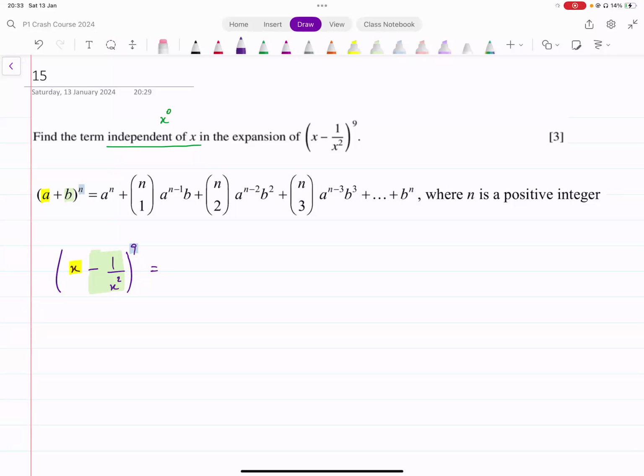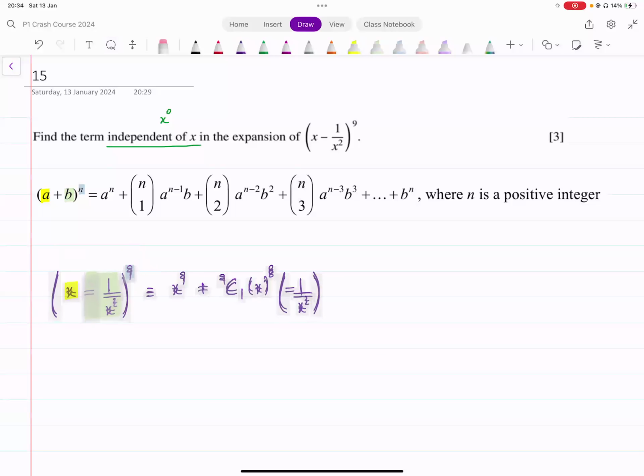Now we can just input values. What's a? a is x raised to a power n. So that means x raised to a power 9 plus 9c1 into a raised to power n minus 1, that's x raised to power 9 minus 1, which is 8, into minus 1 over x squared. Now, once you've done the expansion of the first two terms, what you can do is look at the pattern.